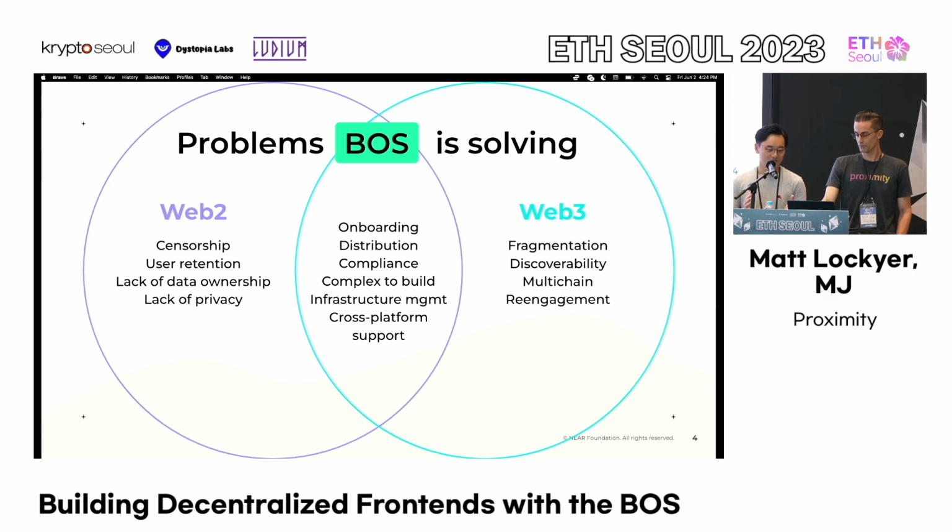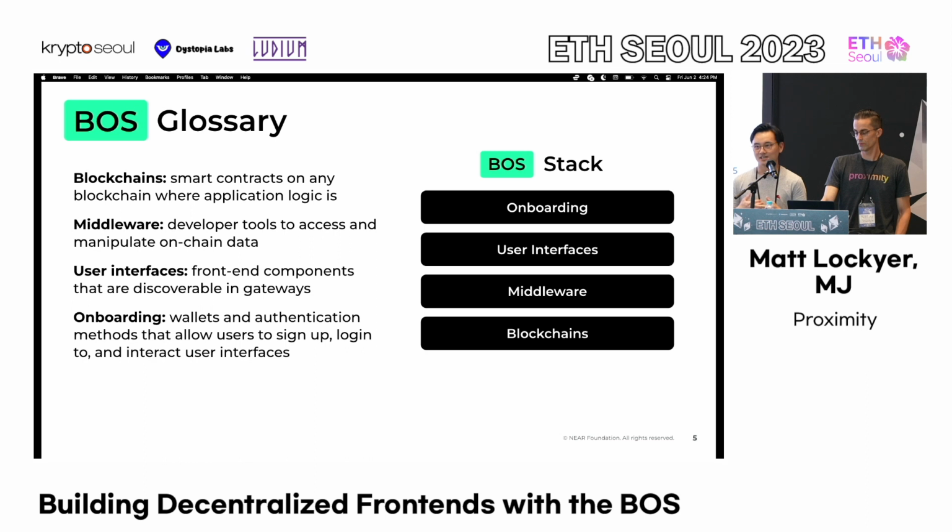These are the problems that the blockchain operating system is trying to address in a more unified way. Next slide, please. We try to solve these issues by providing developers with all the tools that they might need for building fully decentralized applications. And these tools can be categorized into four different layers in the BOS stack.